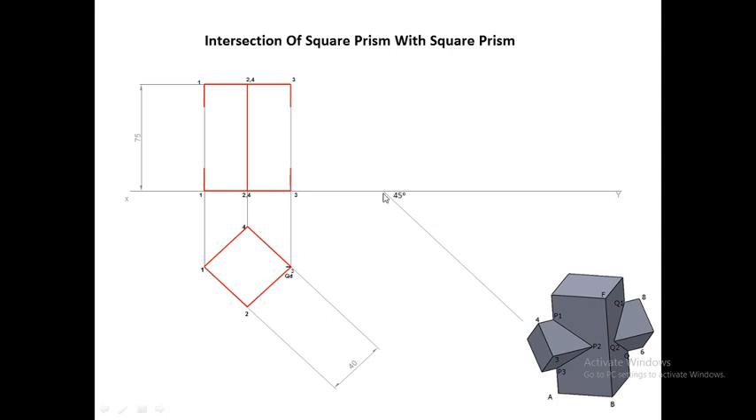So we have drawn a line inclined at 45 degrees. Now we will project all the points in the side view one by one. So we have projected point 4 on the 45-degree line, then point 1 and point 3 are collinear. That is, when we project point 1 and point 3, they will lie on a single line. So they are projected on the 45-degree line.